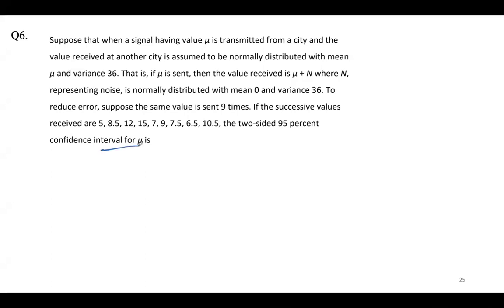we want to find out the confidence interval for mu. Sorry, not this one, this one. So this is mu and the variance is 36. This forms the case 1 type of a thing, where the confidence interval for mu needs to be estimated, and sigma is 6, or you say sigma square is equal to 36, anything. We also need n. Here it says it was sent 9 times, and these are the values.